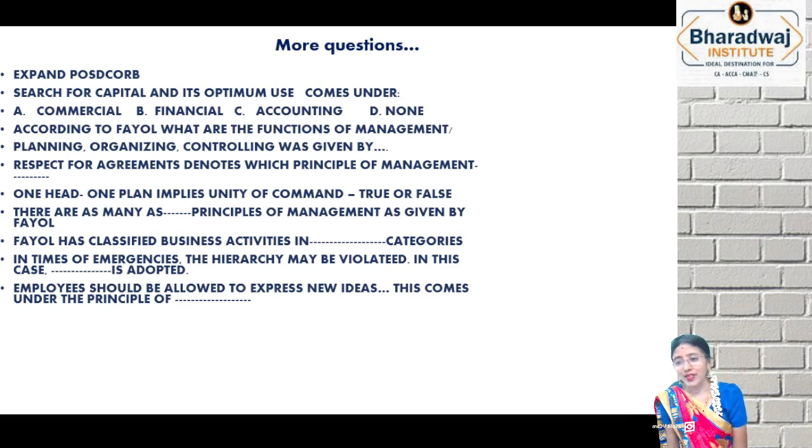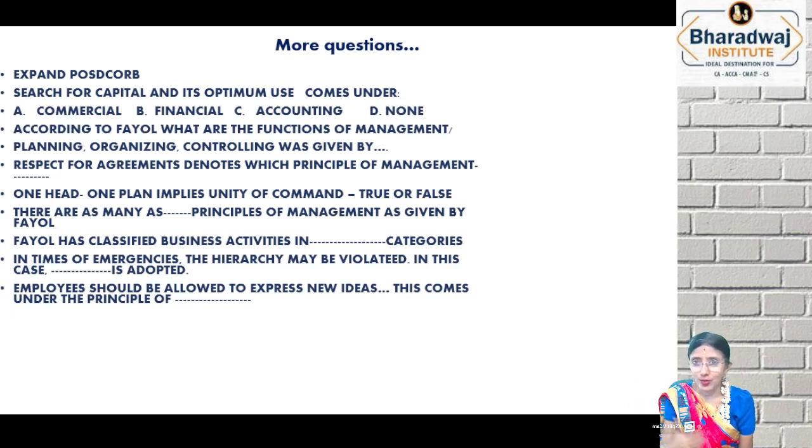Okay. Next question. Respect for agreements denotes which principle of management? Among the 14 principles, this statement refers to one principle. Discipline. Perfect answer. How instantaneously you told. One head, one plan means unity of command. True or false? True? Sure? Okay, we will see.